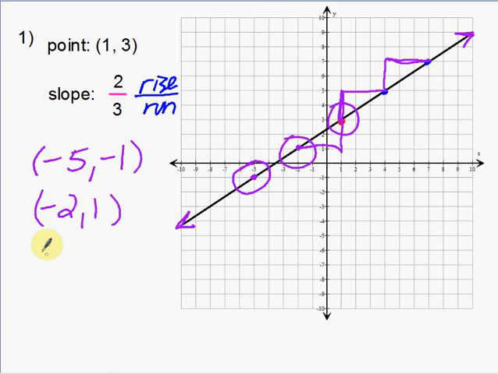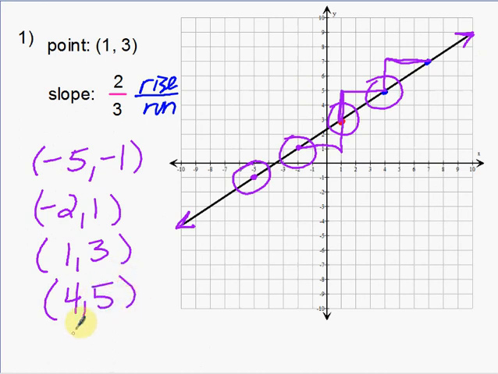I have 1, 3. Keep going to the right. I have 4, 5. And my last ordered pair is 7, 7.